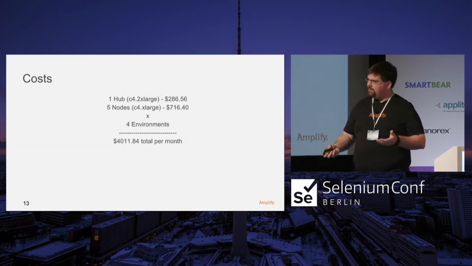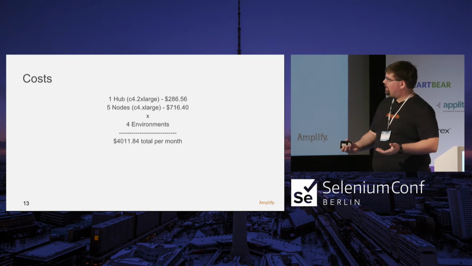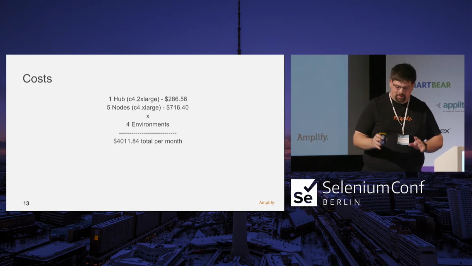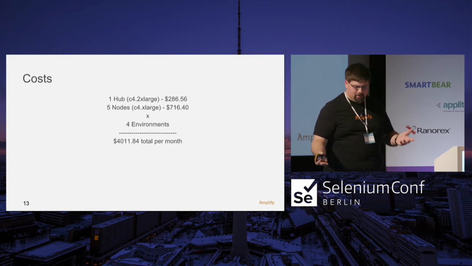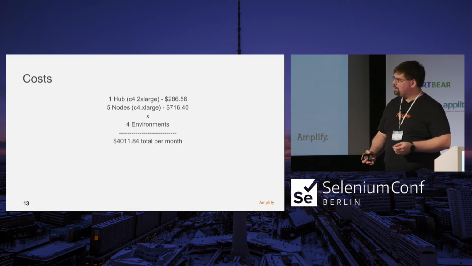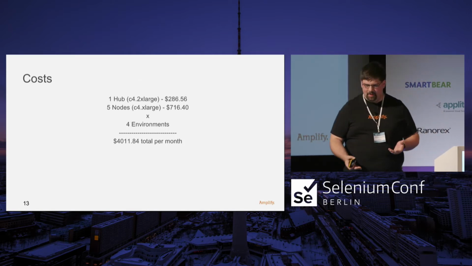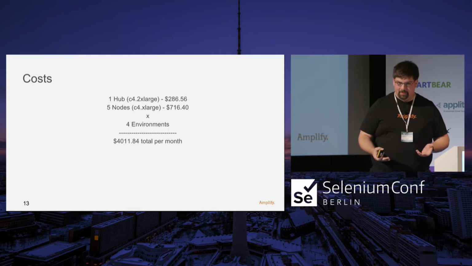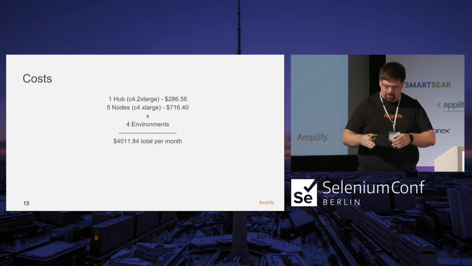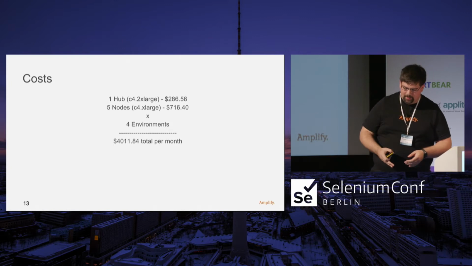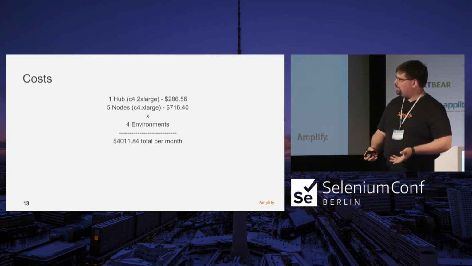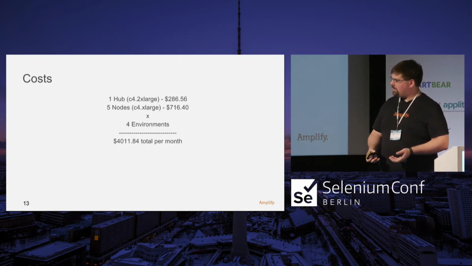And just to give you a brief idea of how much money this was costing us, we had the one hub. That's a C4-2X large, which is a fairly beefy instance. That was around $300. We have the 5 nodes, a little bit smaller instance, $700. That means about $1,000 an environment a month. And then we had 4 environments. We had our CI, staging, production environments. We had a deploy environment. All this stuff added together, about $4,000 a month, which is not end of the world money, but it's also not cheap.